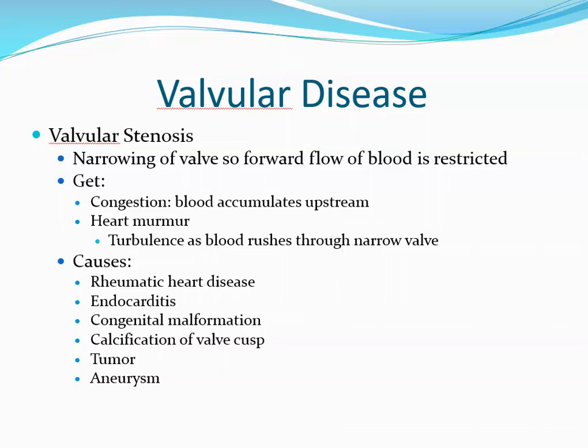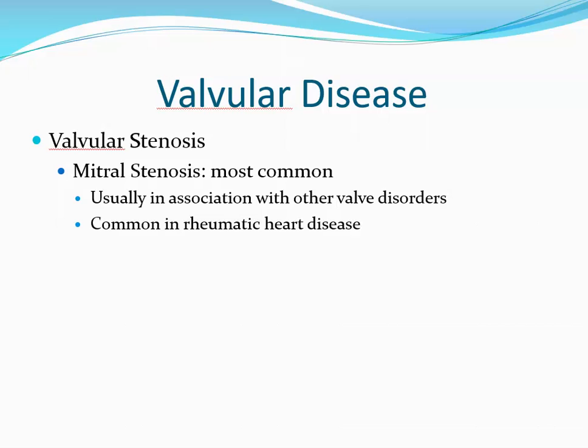Causes of valvular stenosis are varied. They include rheumatic heart disease, endocarditis, congenital malformations, calcification of the valve cusps, tumors, or aneurysms. The first valve is the mitral valve. Mitral stenosis is the most common form of stenosis. Remember, the mitral valve is the valve that separates the left atria from the left ventricle. Mitral stenosis is usually seen in association with other valvular disorders, and it is a very common complication of rheumatic heart disease.